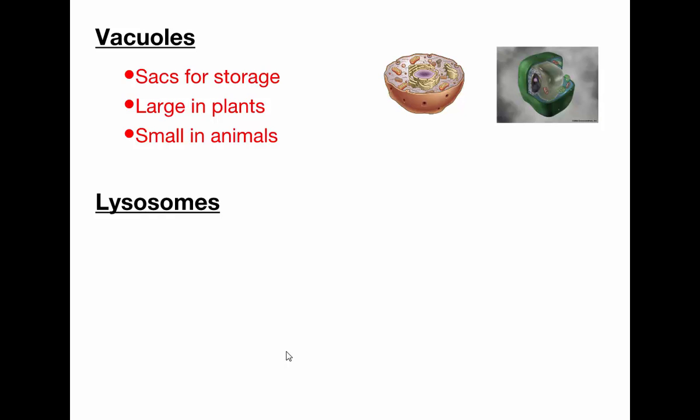We know it's got a thick cell wall. It's kind of rectangular shape. Inside of the plant cell, this grayish part, it's a little hard to see. That's a huge vacuole in the middle of the cell. The plant cells are just small.